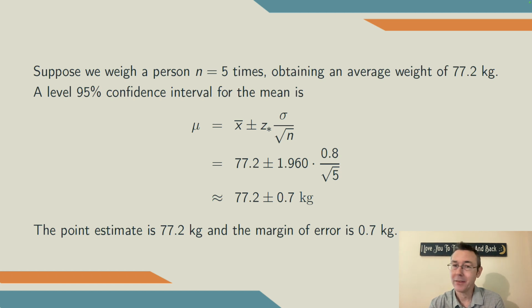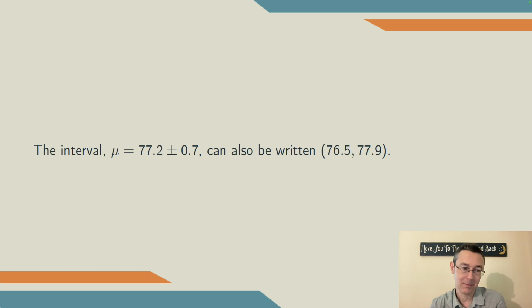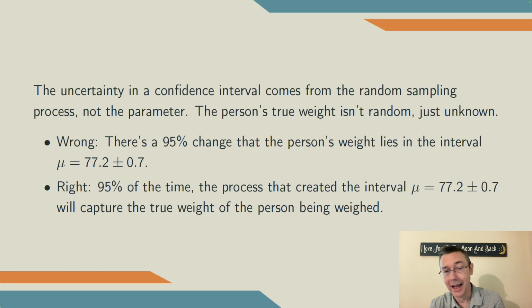So our point estimate is 77.2 kilograms. If we had to give one number that was our best guess at the person's weight, we'd say 77.2. The margin of error is 0.7 kilograms. That quantifies the uncertainty in that point estimate. By the way, the interval 77.2 plus or minus 0.7 can also be written 76.5 to 77.9. So there I've literally just subtracted 0.7 from 77.2 to get 76.5 and then added it to get 77.9.